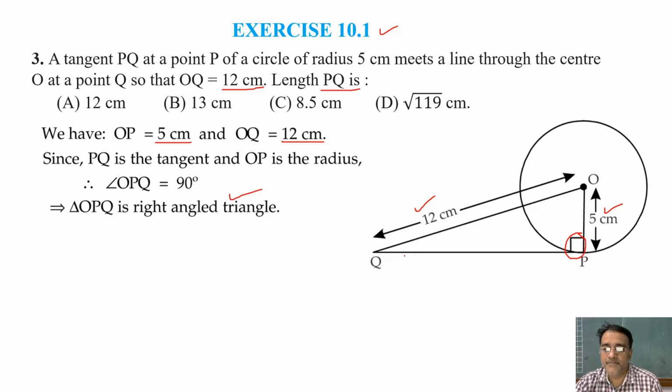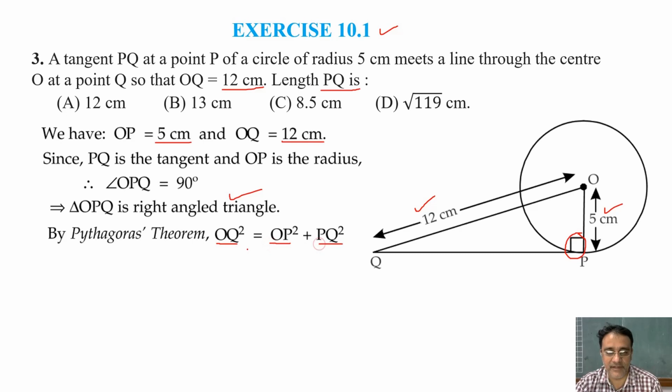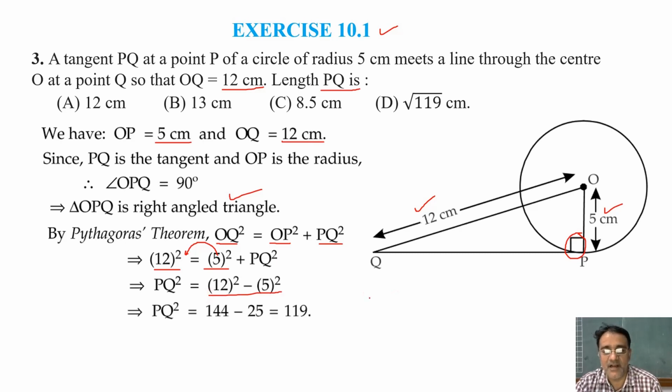OQ square is equal to PQ square plus OP square. Now we'll substitute the value of OQ as 12 cm, OP as 5 cm, and PQ we need to find. So 12 square is 144 and this is 25. If you shift this to this side in the next step, it will become minus 5 square. So 144 minus 25 is 119. So what is the value of PQ? Root 119. So the correct answer is option D.